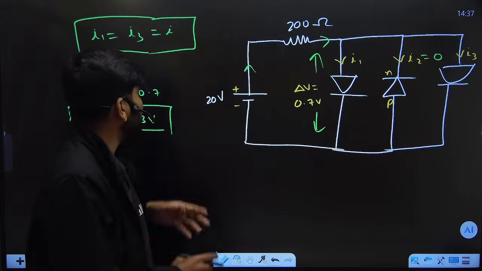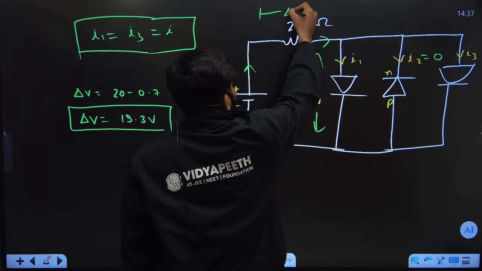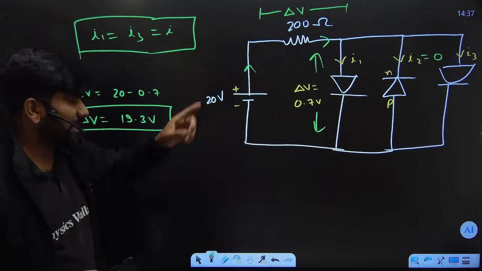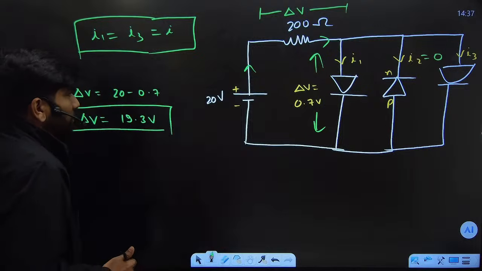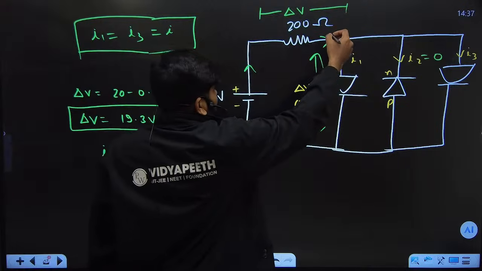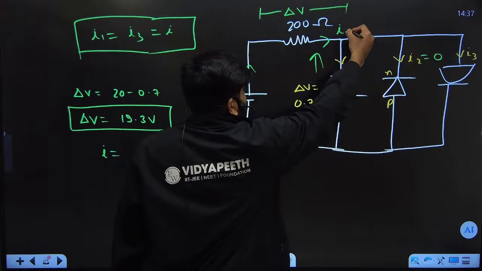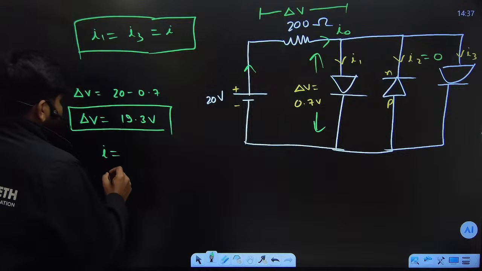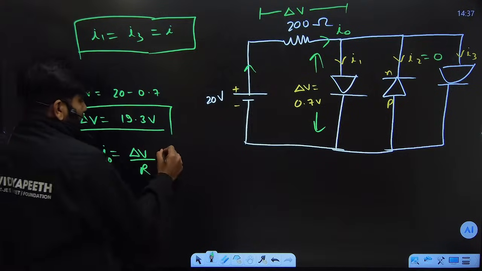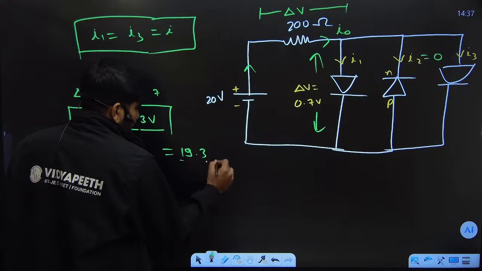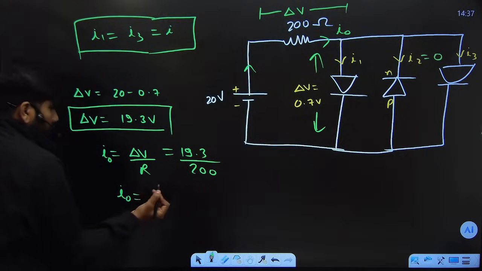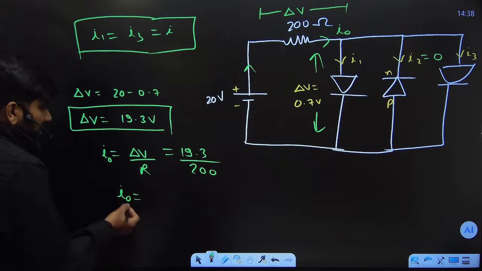So the potential difference across this 200 ohm resistance is delta V. That's what we are calculating. How much is delta V? 20 minus 0.7, 19.3. So what is the current flowing through the 200 ohm resistance? Let's call this current I naught. What is this I naught going to be? It's going to be the potential difference by resistance, that is 19.3 by 200.